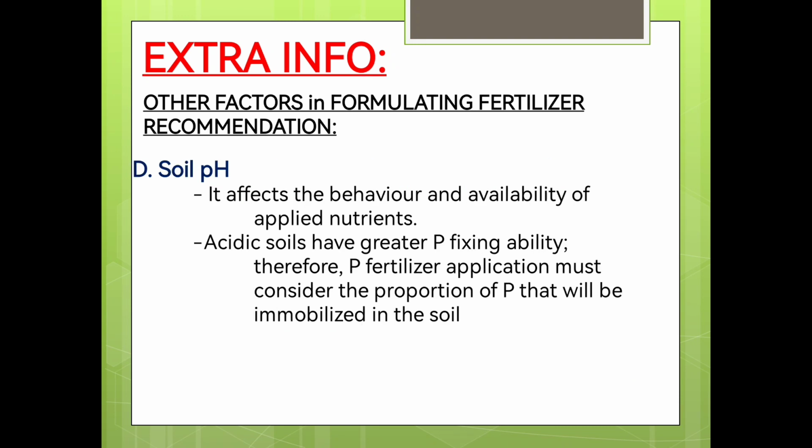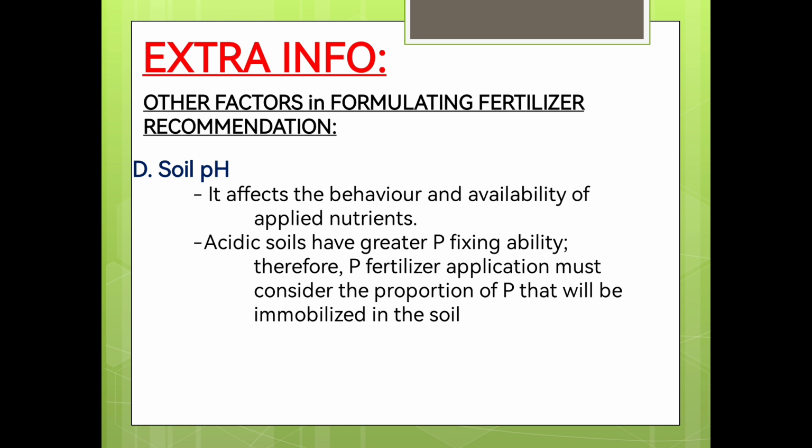And then, we also have soil pH. Soil pH is very, very important because it will affect the behavior and availability of applied nutrients. Some of the nutrients, kahit pa masyadong marami yung in-apply mong abono, kung yung pH mo is not favorable, those nutrients that you applied will not be available for the absorption ng mga tanim. So, sayang lang din siya. So, you always have to check your pH.